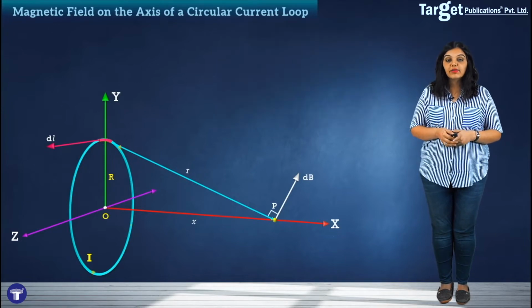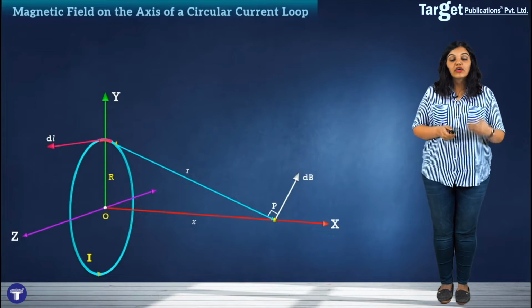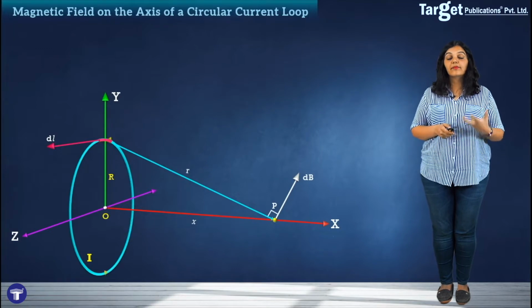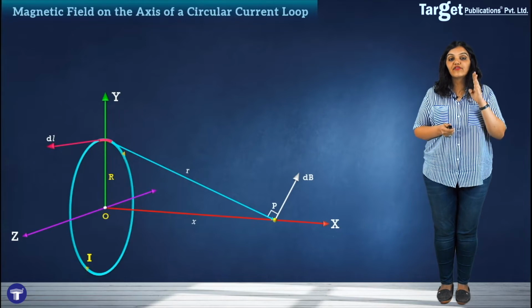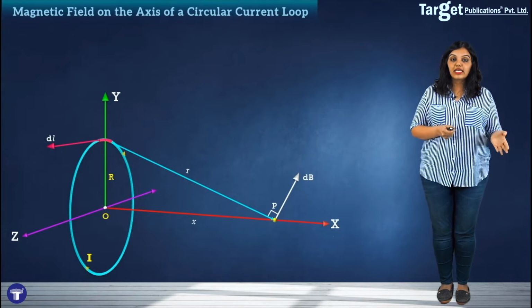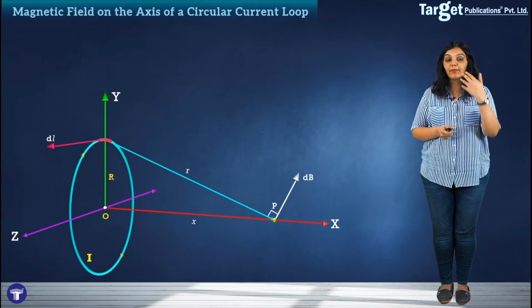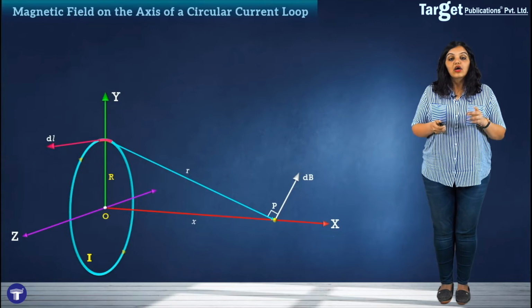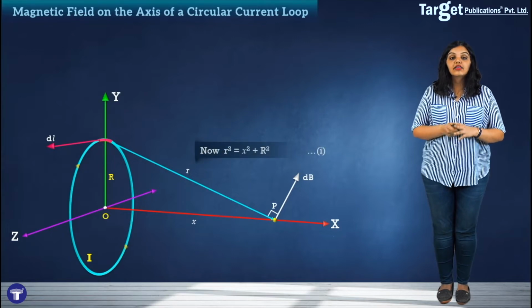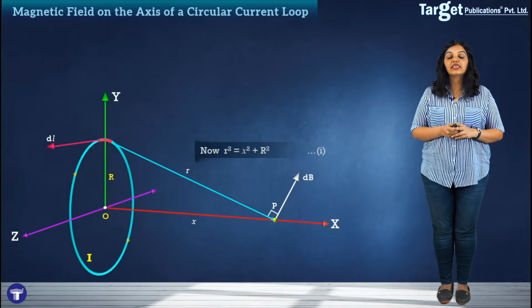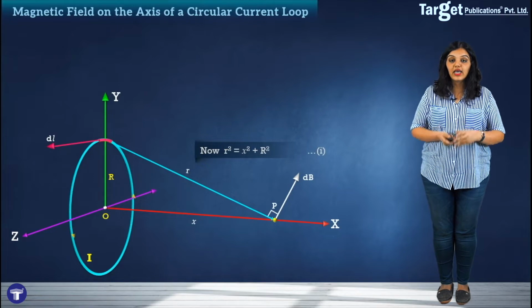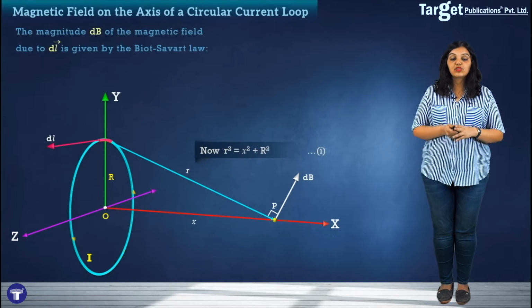So once I have dB, now I can use Biot-Savart's law. We already know that because the magnetic field expression includes a vector product of dl and r, the field must be perpendicular to dl and r. That is, it is perpendicular to the plane created by dl and r. We can also see that in the triangle, we have a right angle triangle, and therefore small r square will be given as x square plus capital R square. This is nothing but the Pythagoras theorem, which we will need.